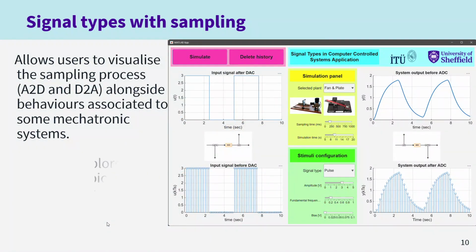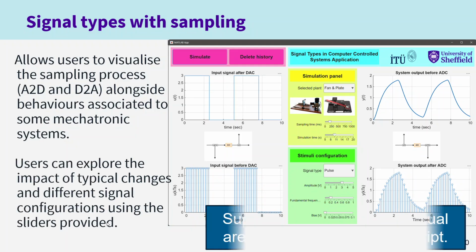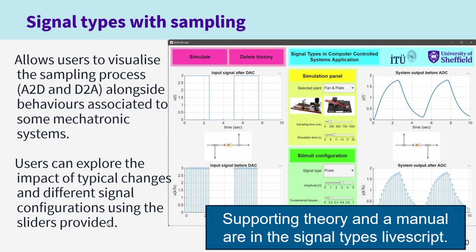The final virtual lab then is looking at different signal types with sampling. And again, it's fairly self-explanatory how this works. You can see you've got D to A on one side and A to D on the other side. Again, the simulations are based upon these 2 mechatronic systems.